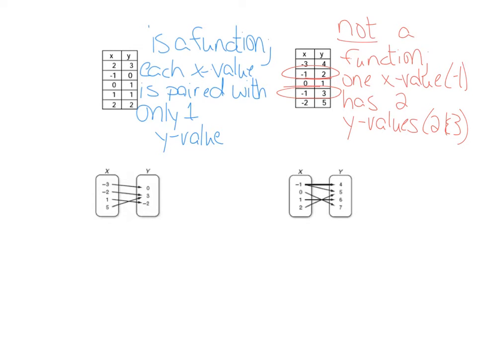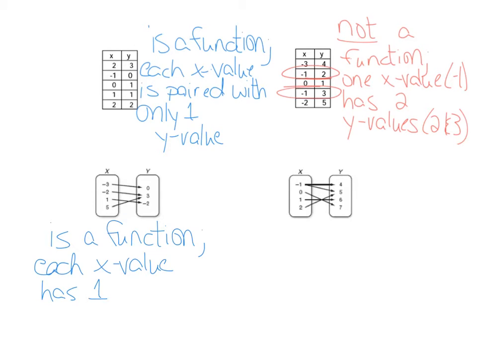Okay? Now, mapping diagrams. Mapping diagrams are a little different. We have to follow our arrows. Does negative 3 only go with one value? Does negative 2 only go with one value? 5 is only paired with one value. 1 is only paired with one value. So this is a function. Each x value has one y value. That's our reason, and that's what we need to write.